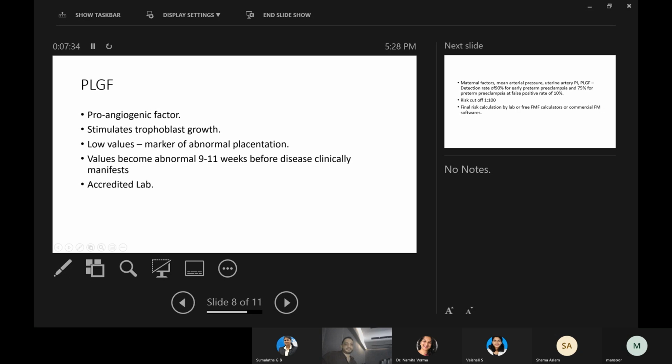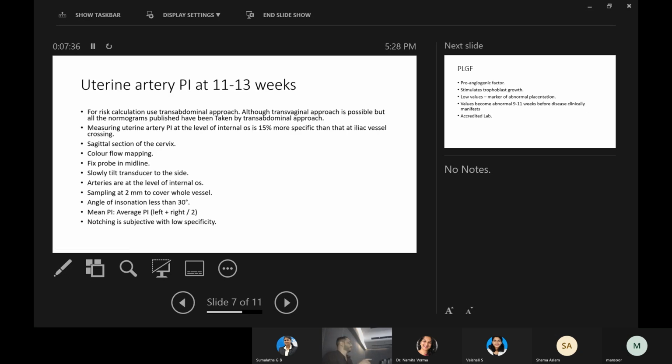Mean PI is, you will take the PI for the right uterine artery and the PI for the left uterine artery. Again, just like NT, we do not follow a single cutoff. We have some normograms published for them. We have to check how much PI we are having, how much is the normogram, whether it is normal or high. And if it is high, then try to repeat again and make sure that your technique is correct, and then only send it forward for risk assessment.